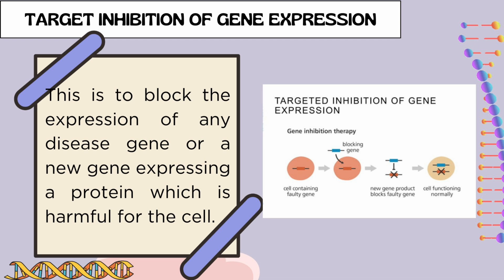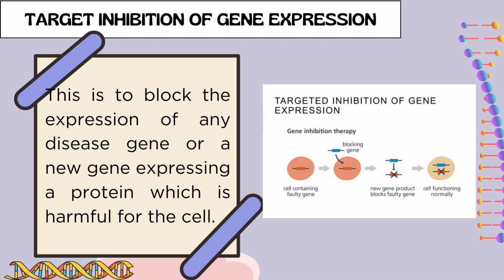Wherein dito sa figure na yan, makikita nyo kung paano ba yung step-by-step process ng gene therapy inhibition. Dito sa step-by-step process ng gene inhibition therapy, makikita nyo sa unang process is yung cell containing faulty gene. Itong cell na nagko-contain ng faulty gene ay nag-lead ng production kung saan yung protein ay harmful. Then sa cell containing faulty gene na yun, nagkakaroon ng blocking ng gene kung saan yung blocking ng gene na yun ay ini-introduce sa cell.